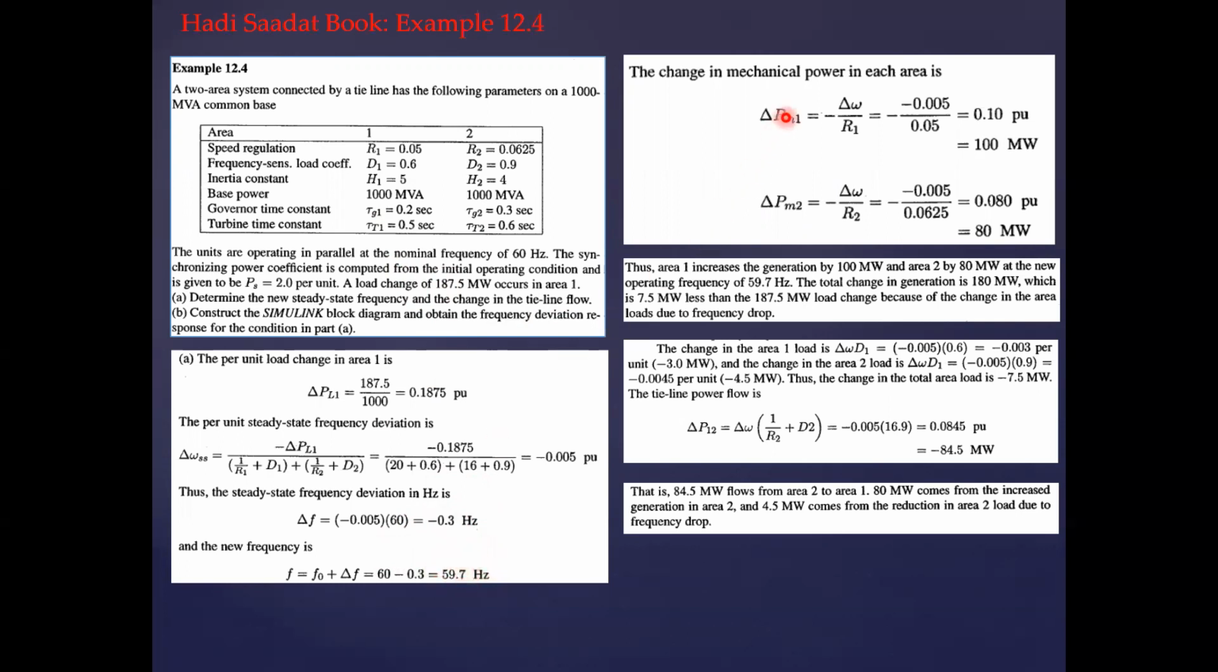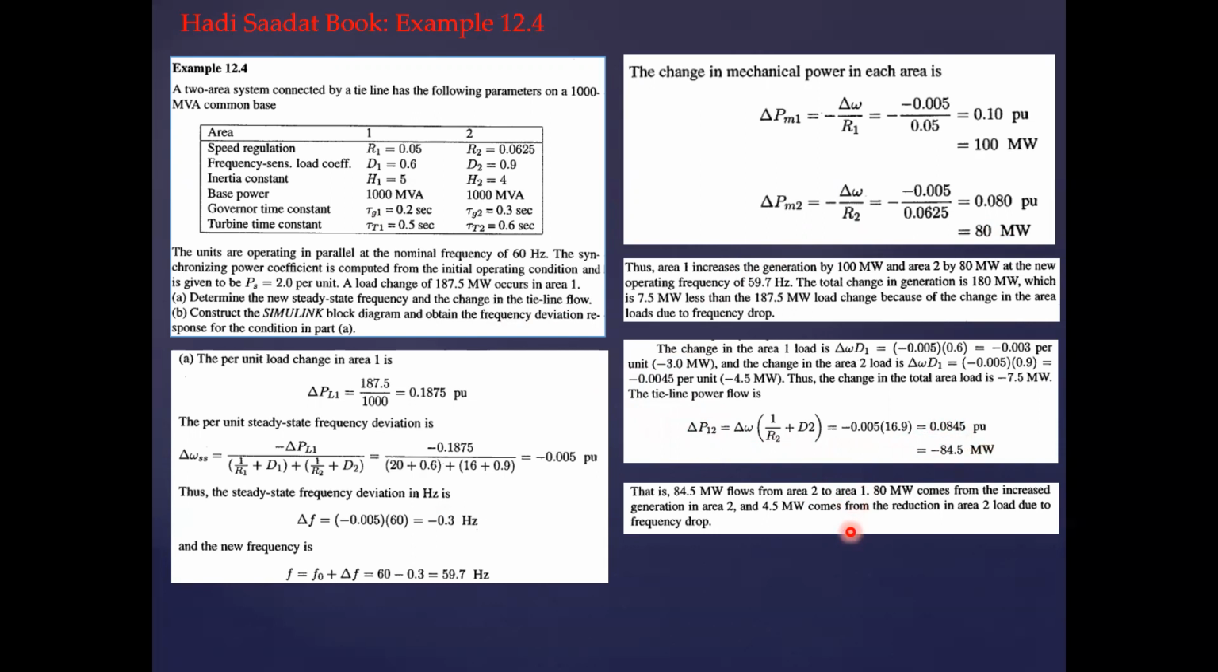Then you can calculate the change in the turbine power from the two areas based on the droop that we have. So in area 1, you can see 100 megawatt, and in area 2, it is something like 80 megawatt here. And then they have calculated the change in the tie-line power, and it is this one here. So you have this power flow from area 2 to area 1 here, right?